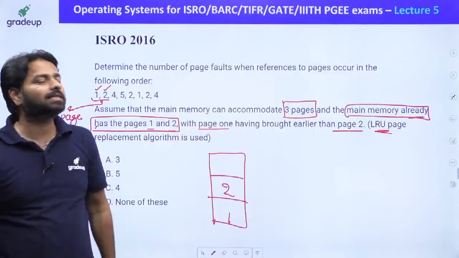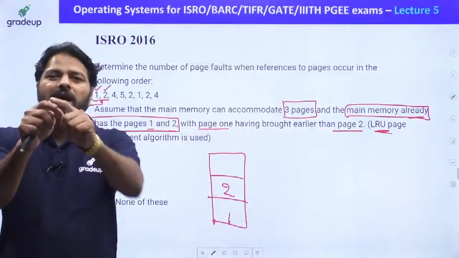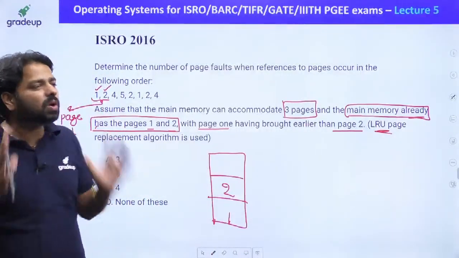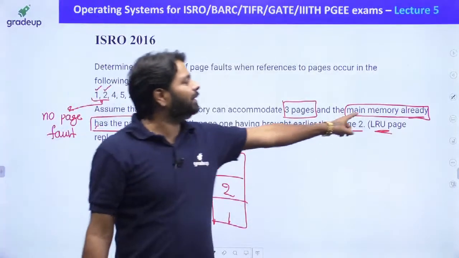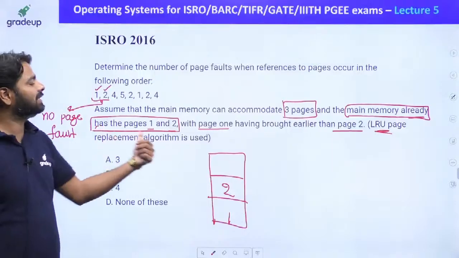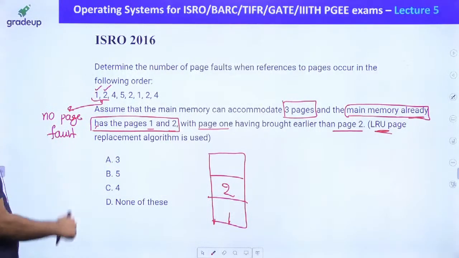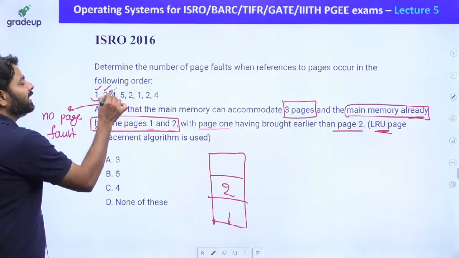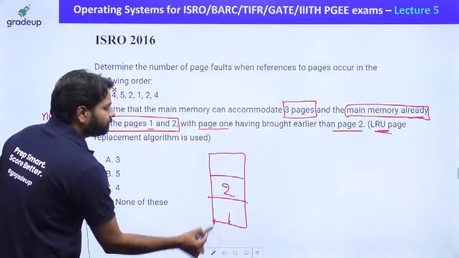Pinky, that 6 is if you consider 1, 2 as page faults. Why are you counting 1, 2 as page faults? No. Are you studying the whole question or not? It is clearly mentioned that main memory already has pages 1 and 2. So for 1 and 2, no page fault. From 4 onwards, you will get a page fault. 4 is not there, so you will get a page fault.